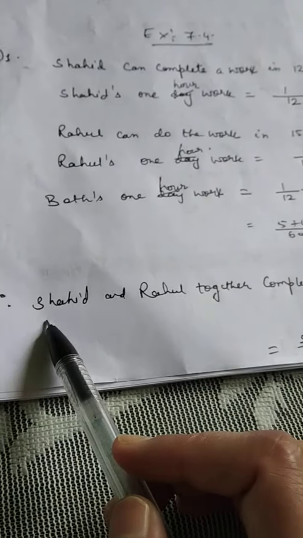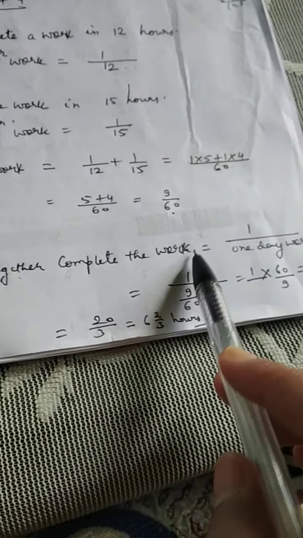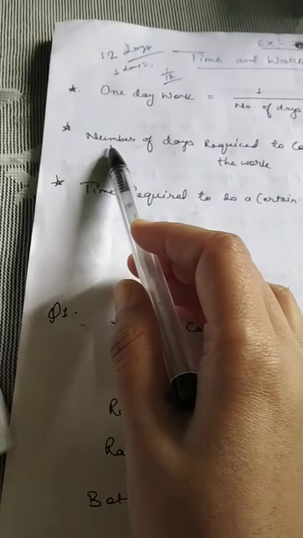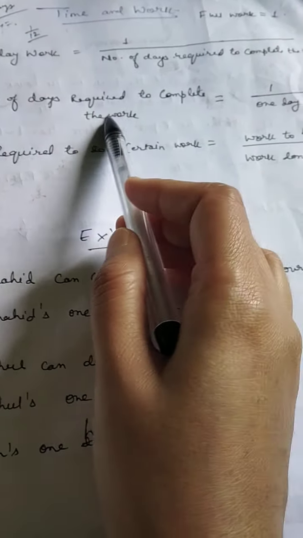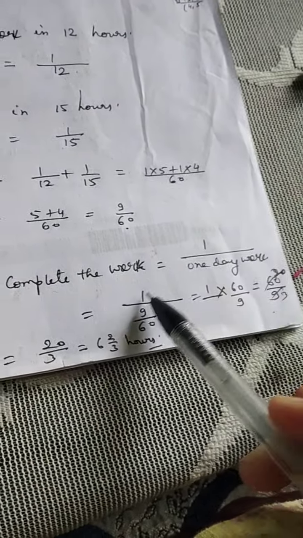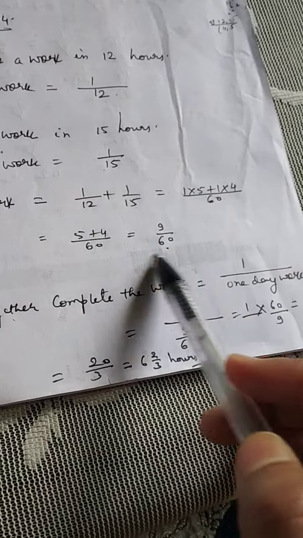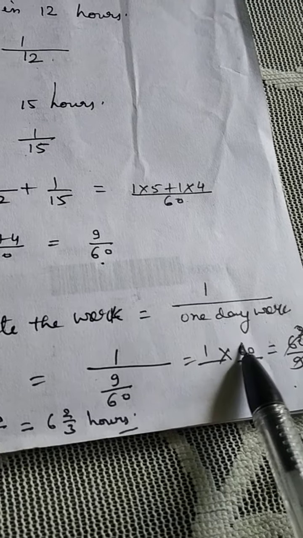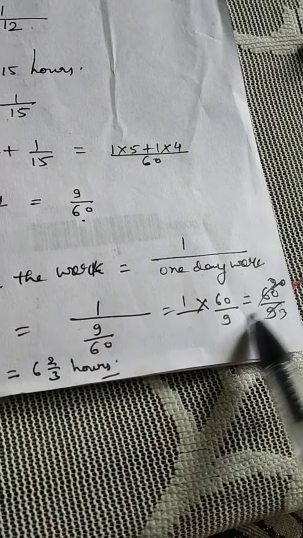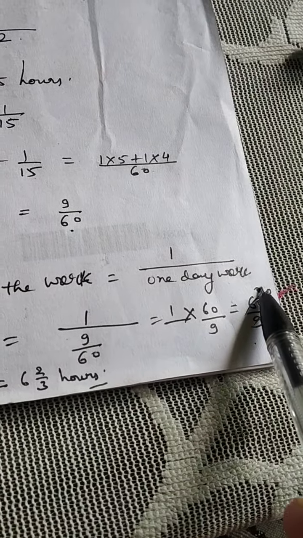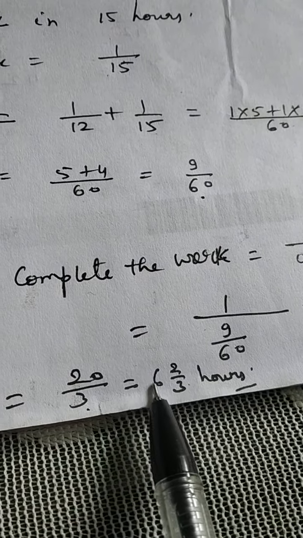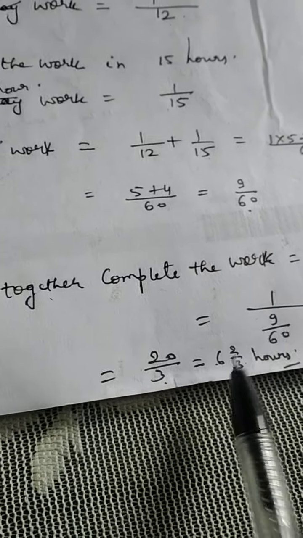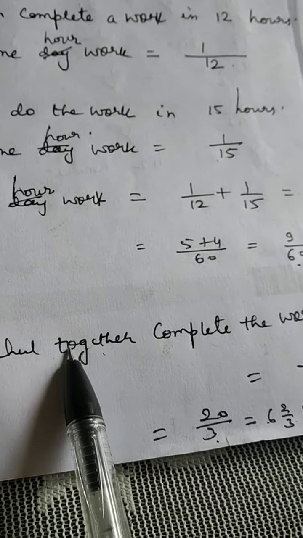Okay. Now Shahid and Rahul together complete the work in, number of hours or days required to complete the work, the formula is 1 by 1 day work. So we will use this formula, 1 by 1 day work, and 1 day work of both is 9 by 60. So 1 by 9 by 60. If you make its reciprocal, 60 by 9, if you cancel it by the table of 3, 3 threes are 9, 3 twos are 6, we will get here 20 by 3. 20 by 3, change this into a mixed fraction, we will get 6 whole 2 by 3 hours they will take to complete the work if they work together.